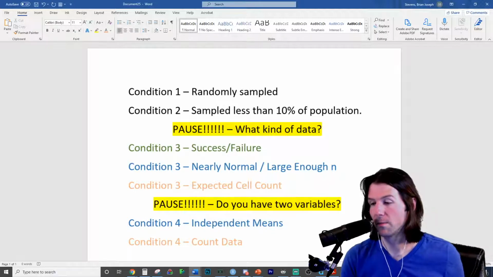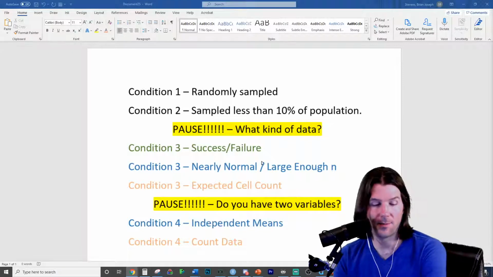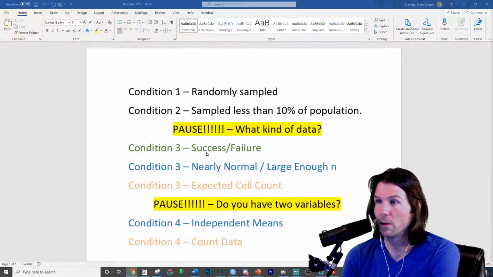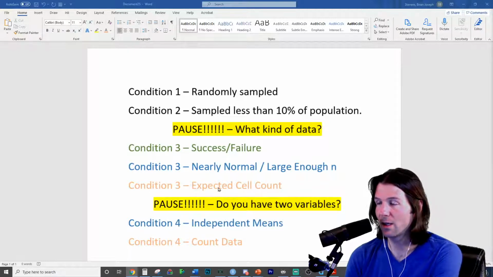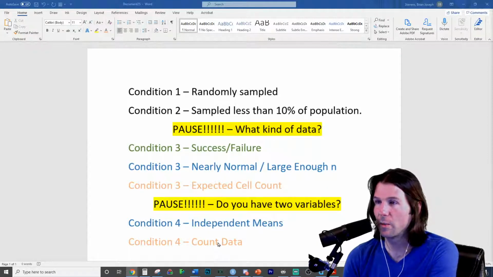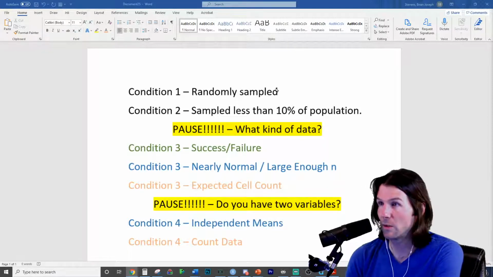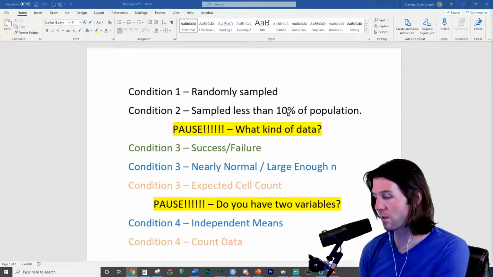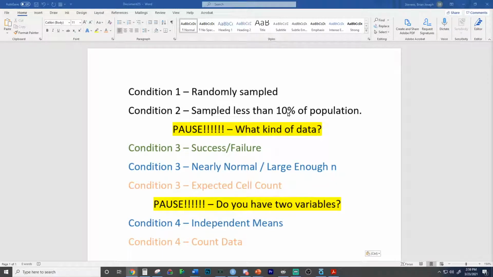Let me reappear. And here are the conditions for the rest of the semester right here. You'll always pause after the second condition. We're currently doing success failure. If it's quantitative, it'll be nearly normal or large enough n. If there's 2 variables and it's quantitative, you'll do independent means. And if we're doing the chi-square test of independence, it'll be expected cell count, and count data. So this is why I always say random, less than 10%. These are the conditions right here. This is another great screenshot to have if you don't have it, but this is pretty much the conditions for the rest of the semester.